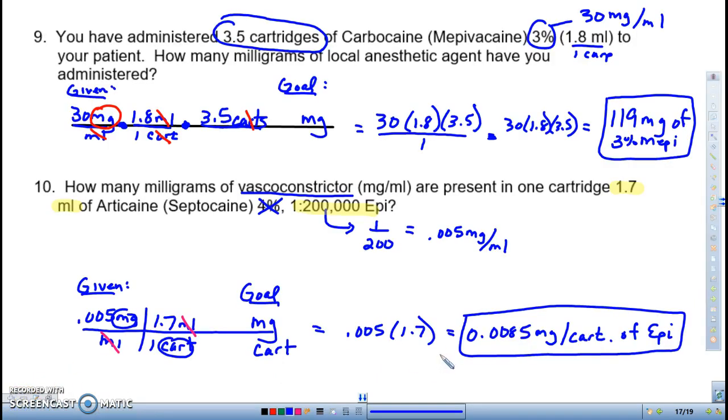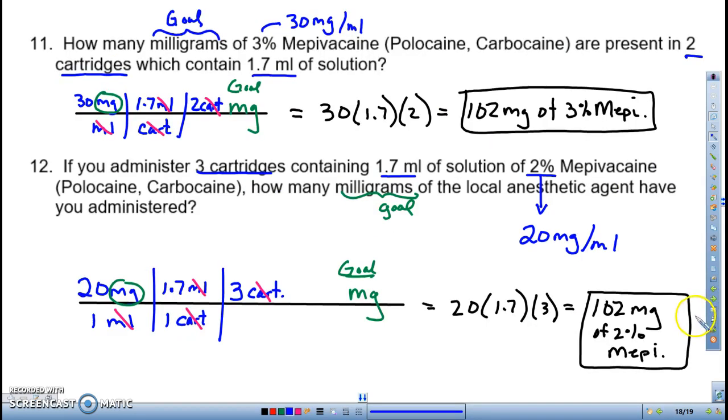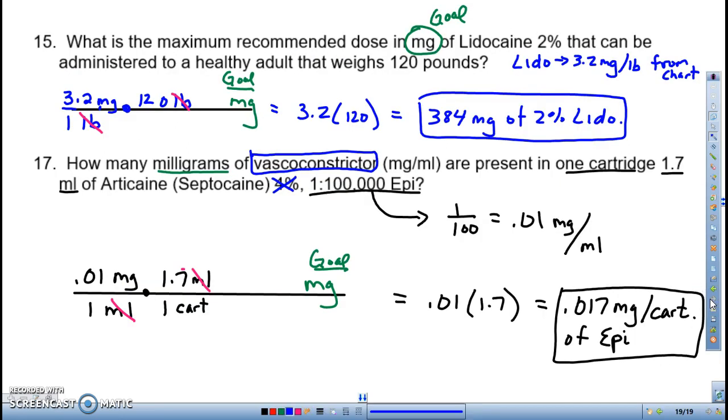Alrighty, let's compare answers. Here I've shown my work and the answers. There's 11 and 12. 15 and 17.